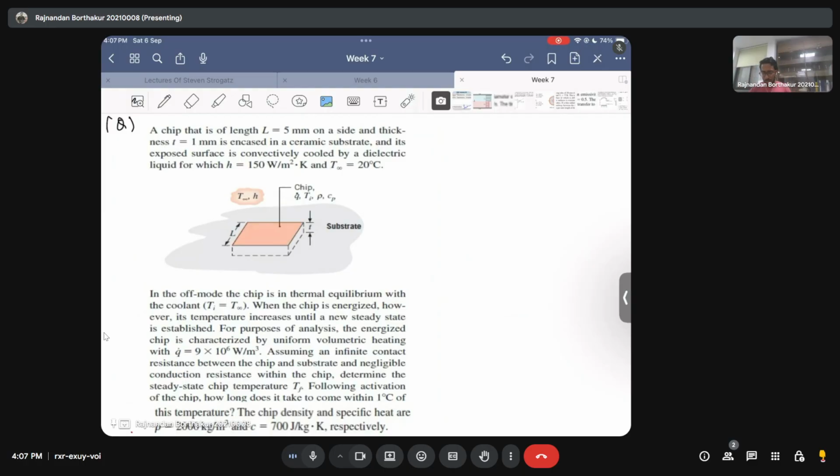All right, let's get started with this problem. So first of all, let's try to read this, and let's try to figure out what we need to do here.